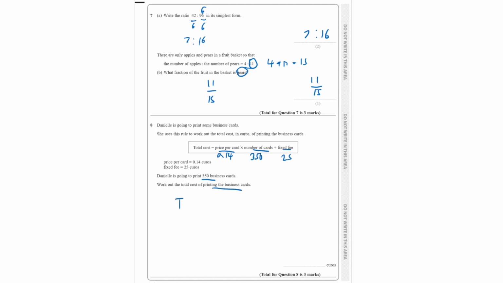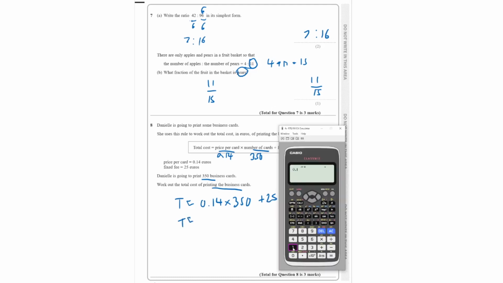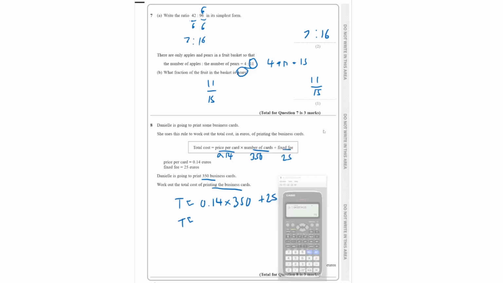We can see here that total cost is equal to price per card, which is 0.14, times number of cards, which is 350, plus 25. We can actually put this into a calculator to find our answer. 0.14 times 350 plus 25 gives us 74 euros as our final answer.